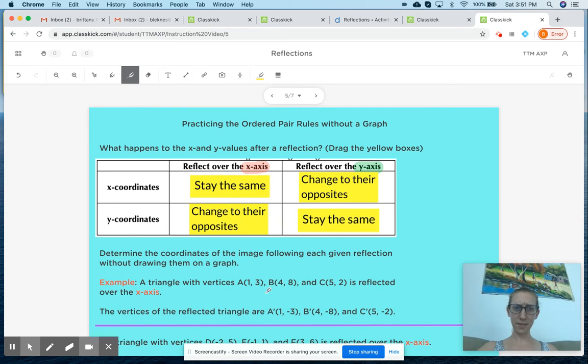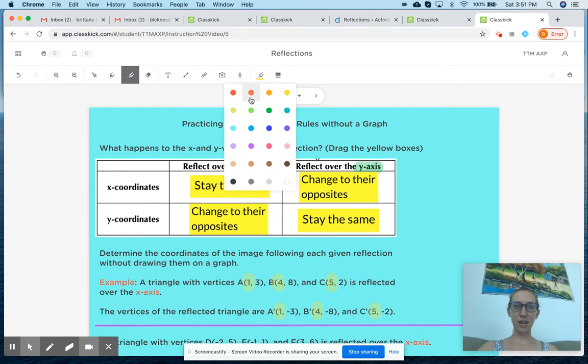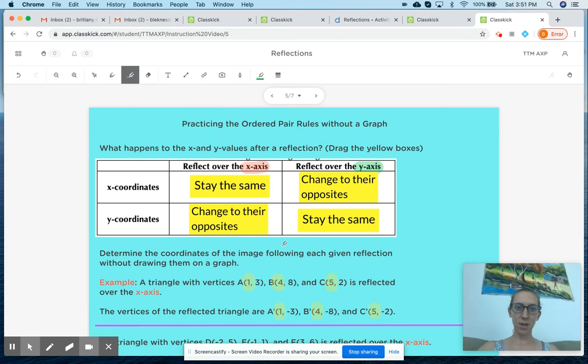So when I look at these are the x coordinates, boom, boom, and boom. Notice in my ending answer, they've stayed the same. But when I think about my y coordinates, they've changed to their opposites. So 3 becomes negative 3. 8 becomes negative 8. 2 becomes negative 2. And that's how you figure it out.